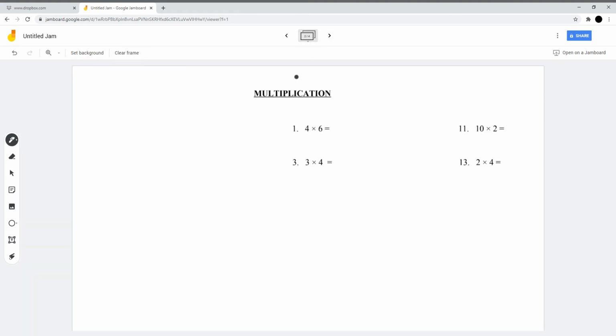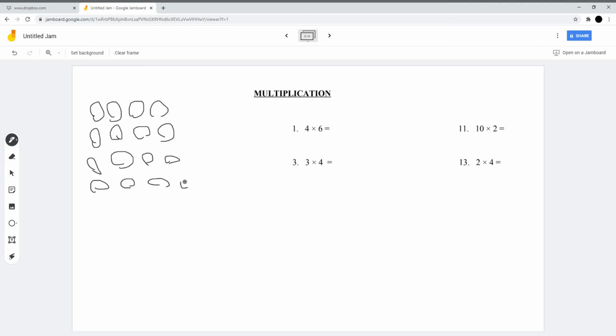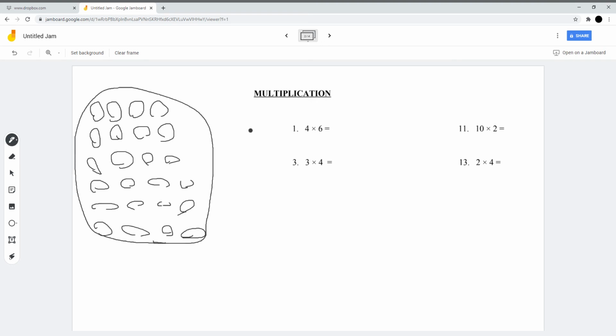Multiplication. Number 1, 4 multiplied by 6. So I'll draw 4 circles in a group of 6. And if you count this, the answer is 24.